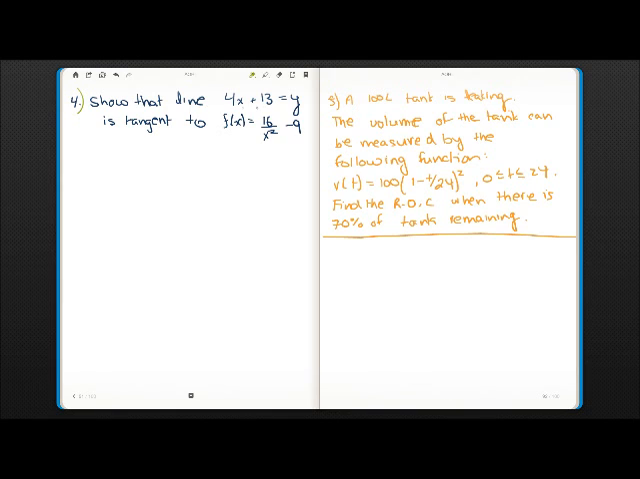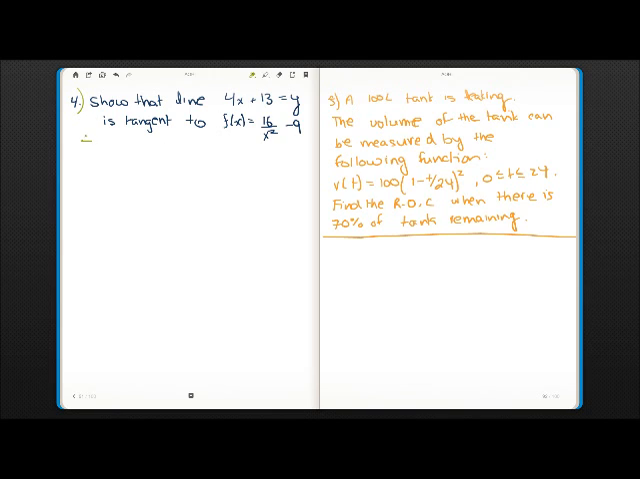The fourth example, you need to kind of think about it. It says to show that the line 4x plus 13 equals y is tangent to f of x equals 16 over x squared minus 9. Since we have to prove that this line is tangent, the derivative of this function should equal 4, because the derivative is the rate of change, and that is described by the slope of this function.